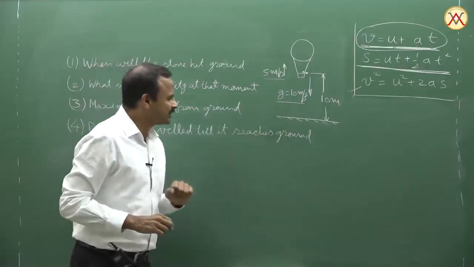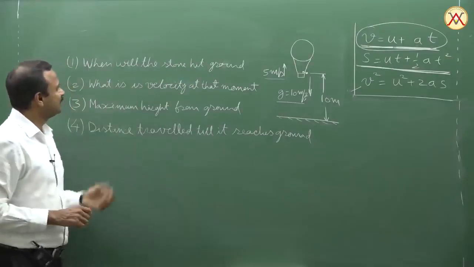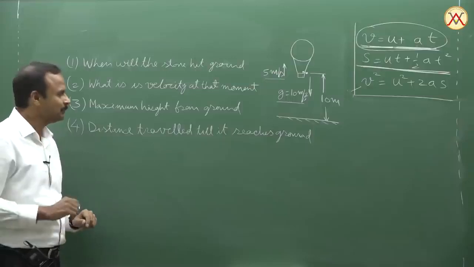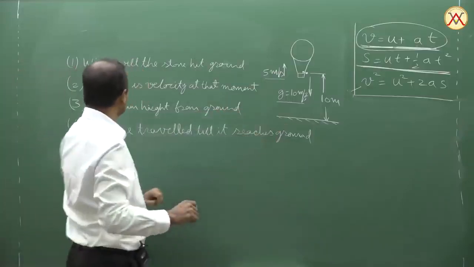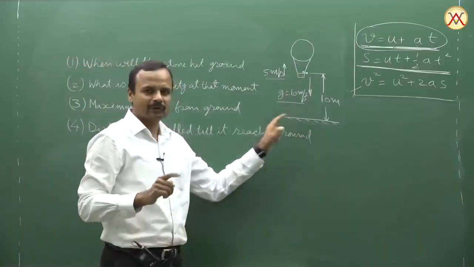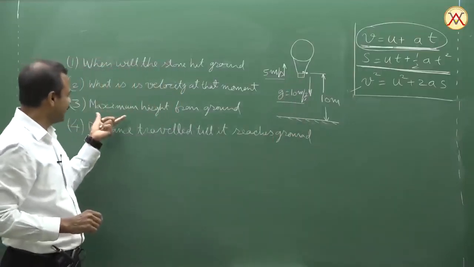Now for this situation, we have to find these things. Part 1, when will the stone hit the ground? The time when the stone hits the ground. What is the velocity at that moment? At the moment of impact, what is the velocity of the stone that we have to find?